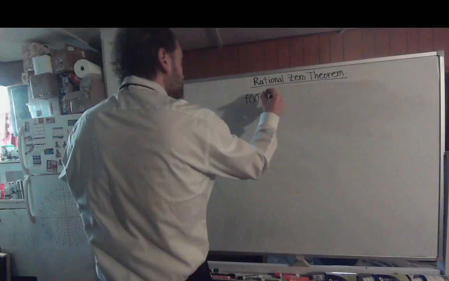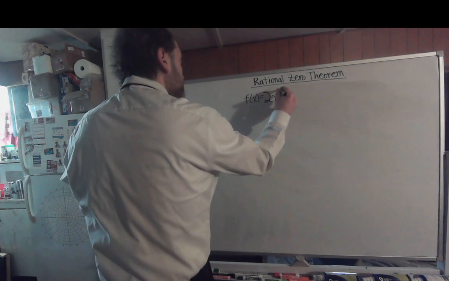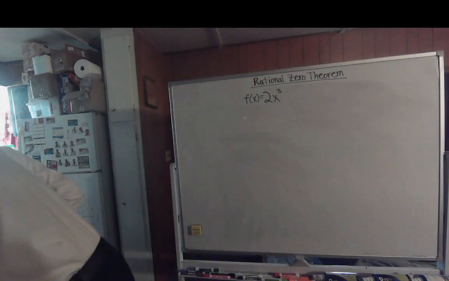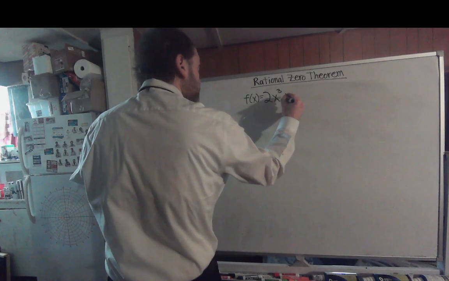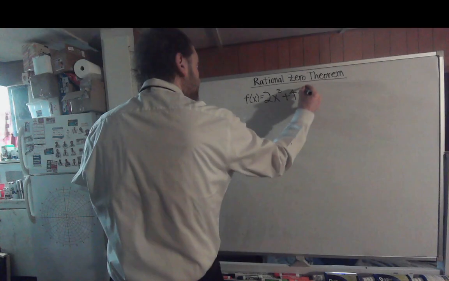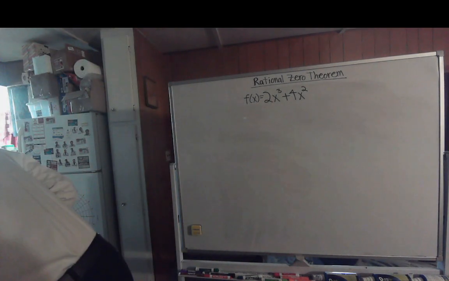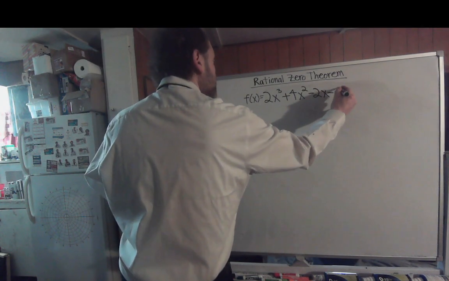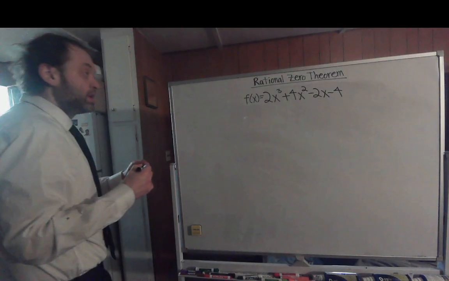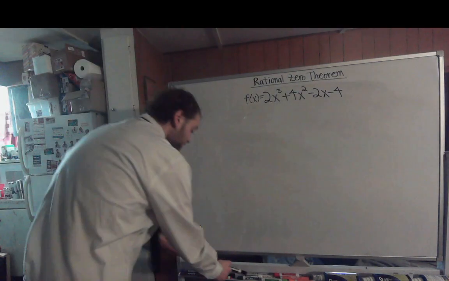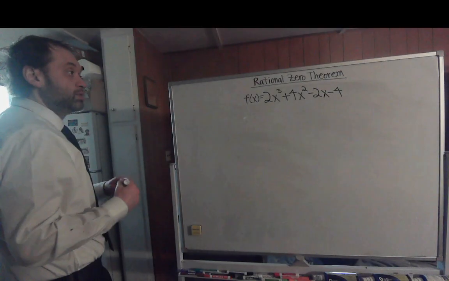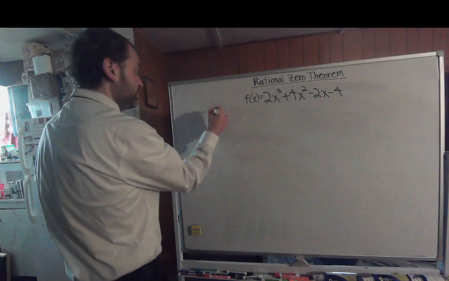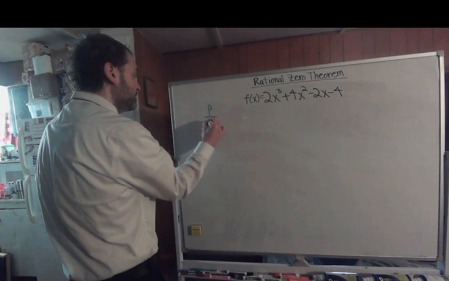Alright, f of x equals 2x to the third plus 4x squared minus 2x minus 4. Okay. This time the leading coefficient is not 1, it's 2. So let's do our rational zeros here. Take the p over q.